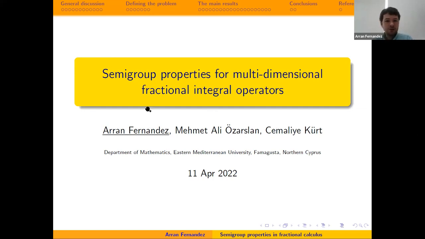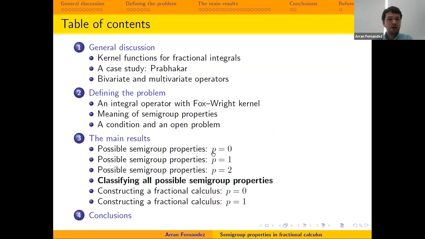So yes, I will talk about semigroup properties for multidimensional fractional integral operators. The term multidimensional will be explained, but as a special case, of course, we have one-dimensional cases. Basically, this is all about a semigroup property. We define some generalized operators with many parameters, and we look to see how the operators can depend on those parameters. This is joint work together with two of my colleagues here at Eastern Mediterranean University.